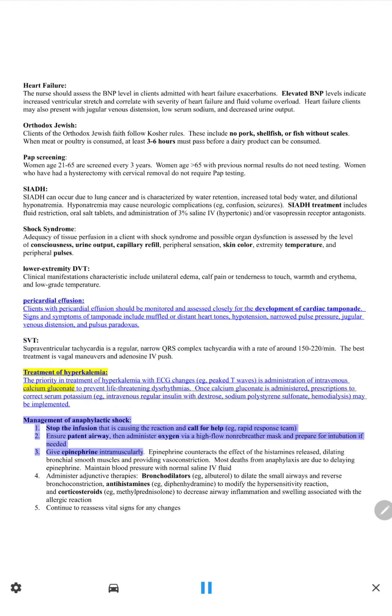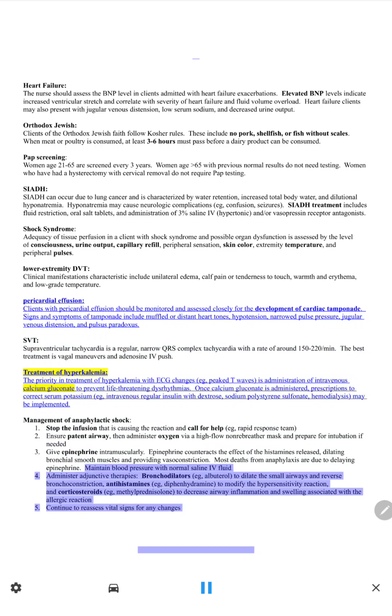Management of anaphylactic shock. 1. Stop the infusion that is causing the reaction and call for help, e.g., rapid response team. 2. Ensure patent airway, then administer oxygen via a high-flow non-rebreather mask and prepare for intubation if needed. 3. Give epinephrine intramuscularly. Epinephrine counteracts the effect of the histamines released, dilating bronchial smooth muscles and providing vasoconstriction. Most deaths from anaphylaxis are due to delaying epinephrine.